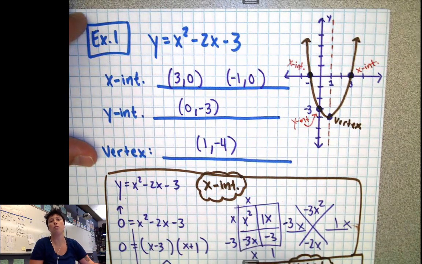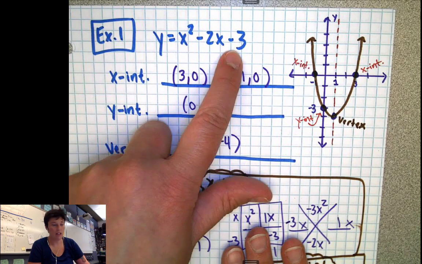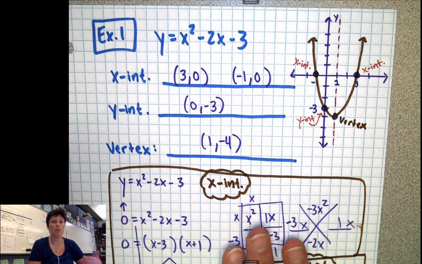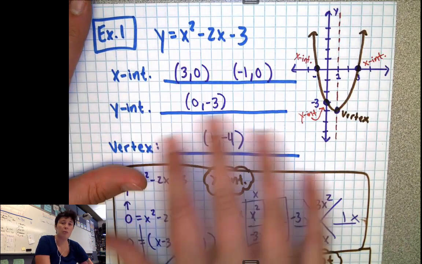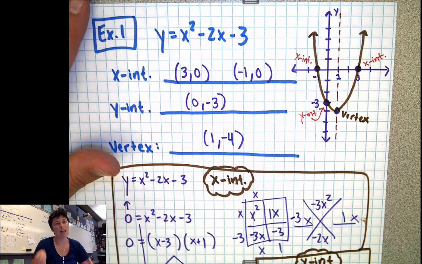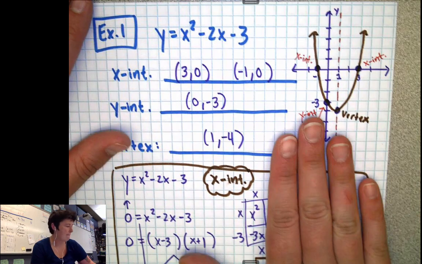So this is what I want you guys to be able to do. I want you to be able to take any quadratic equation and find these three different things. Find those x-intercepts, find those y-intercepts, find that vertex. Eventually, this is going to be the easier way of graphing versus just making a table. Sometimes making a table is not the easiest strategy. So that's kind of why we're working on this. We're trying to aim for that.